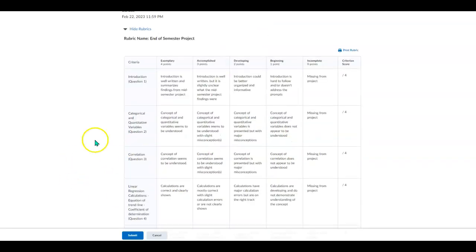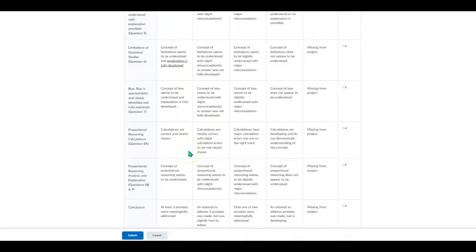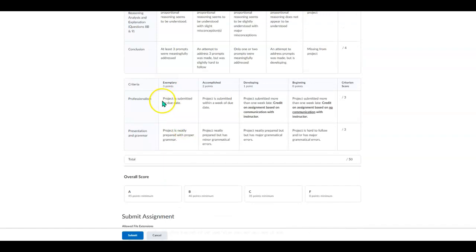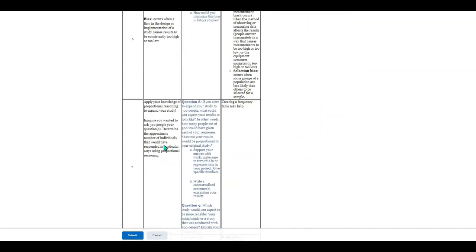Take a look through the rubric so you know exactly how you're going to be graded. Again, you should be aiming for all of these 4s. So just read through this. Again, make sure you're also submitting it on time and that your project is neatly prepared. If you have any questions, please reach out.